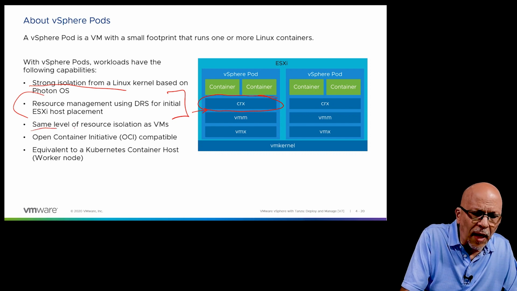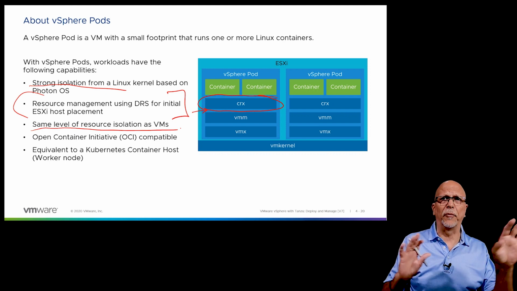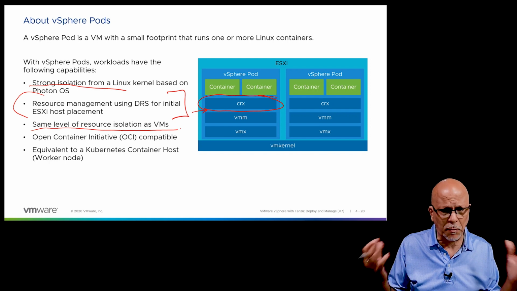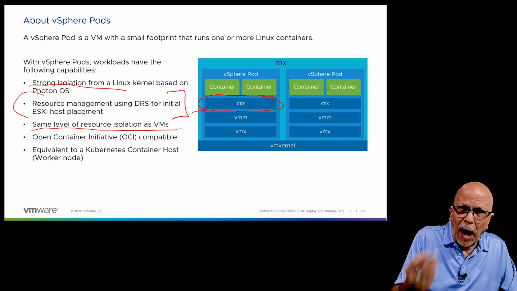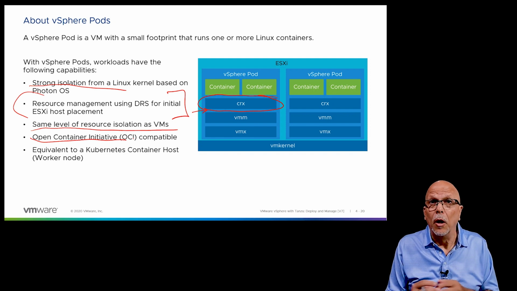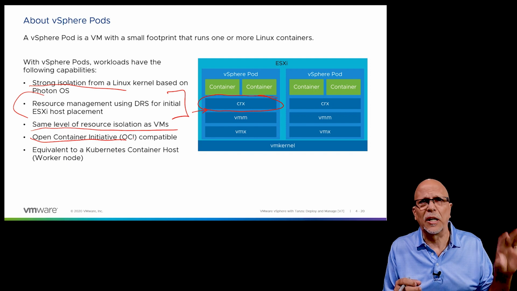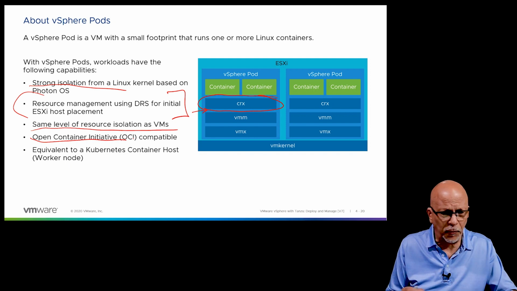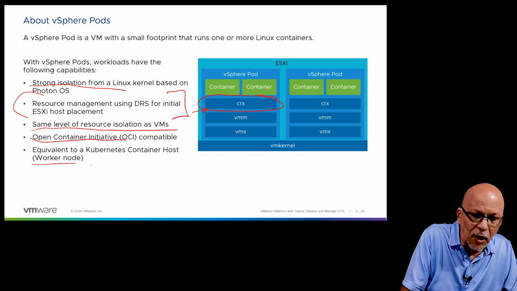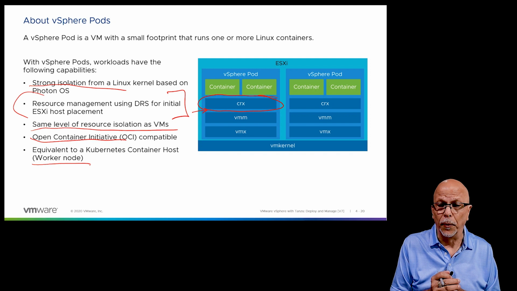It has the same level of resource isolation as VMs. Think about how your VMs are isolated from each other. Your vSphere pods are going to fall in the same category. Your pods are OCI compatible. Okay, that's an important thing. That's a standard that says the container will run on different platforms. And these vSphere pods are going to be the equivalent of a Kubernetes container host, or your worker node.